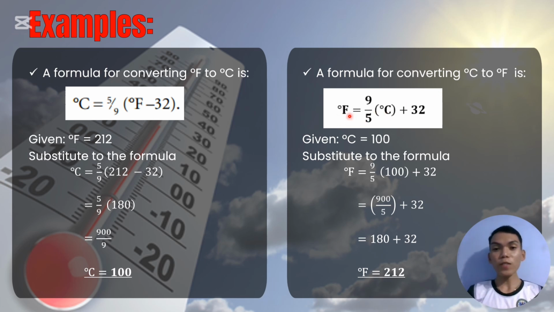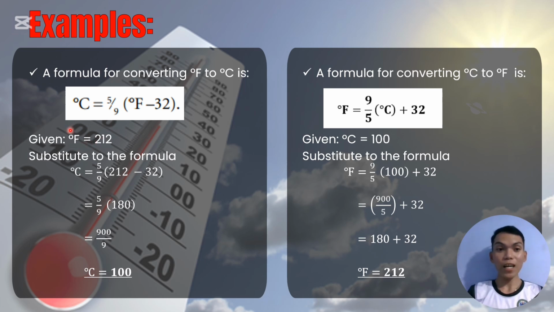So degrees Fahrenheit is equal to 9 over 5 multiplied by degrees Celsius plus 32. Our given answer for degrees Celsius is equal to 100. We are going to prove if our answer is correct by substituting to find the answer in degrees Fahrenheit.